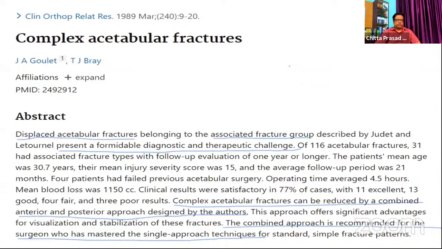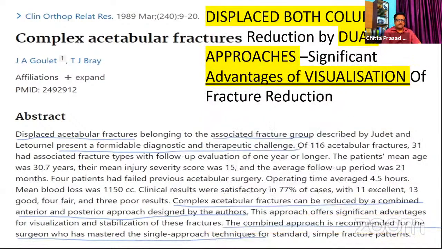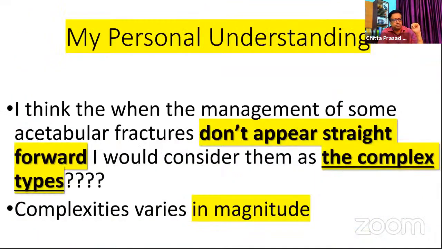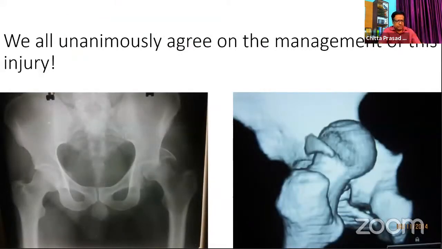This is Timothy Bray from Reno, United States. He published his experience, and he felt that in displaced both column fractures, reduction by dual approaches offers significant advantages of visual fracture reduction. That means he improved the reduction by checking the reduction visually in complex situations. My personal understanding is that when the management of a fracture acetabulum does not appear straightforward, it is probably a complex fracture. Look at this particular one.